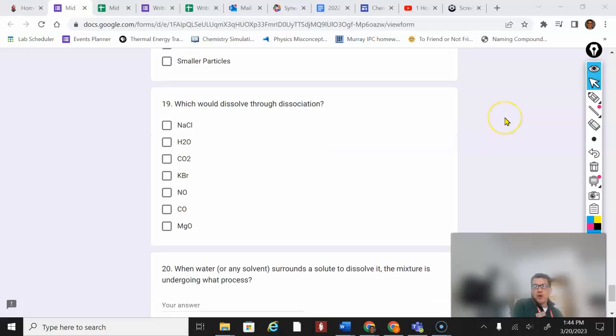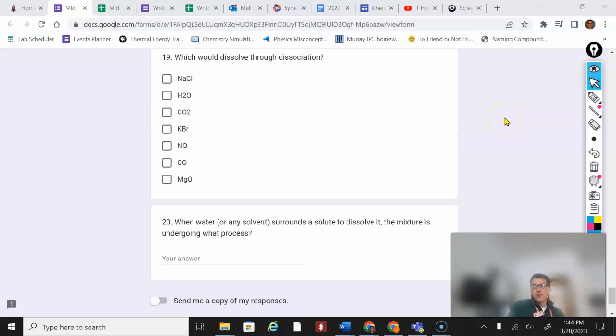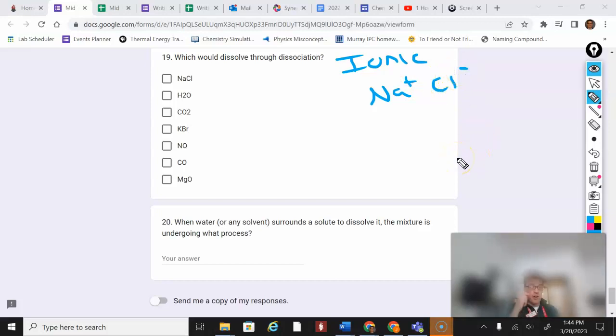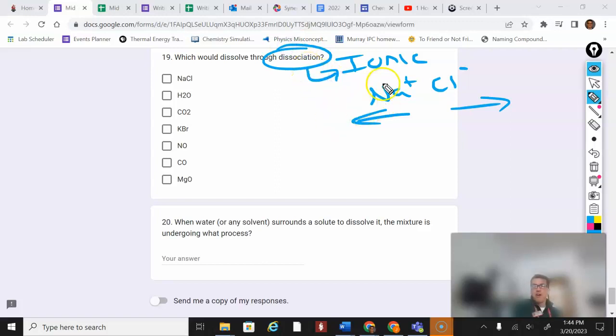Moving down the last two, which would dissolve through dissociation. This word dissociation should get you to think of an ionic compound. Ionic compounds are metals and nonmetals, positives and negatives. Dissociation means that they're going to kind of pull apart from one another due to some other forces. So if something is going to dissociate, then it is something that's ionic. And if it's something that's ionic, then it's going to be a metal and a non-metal combination.